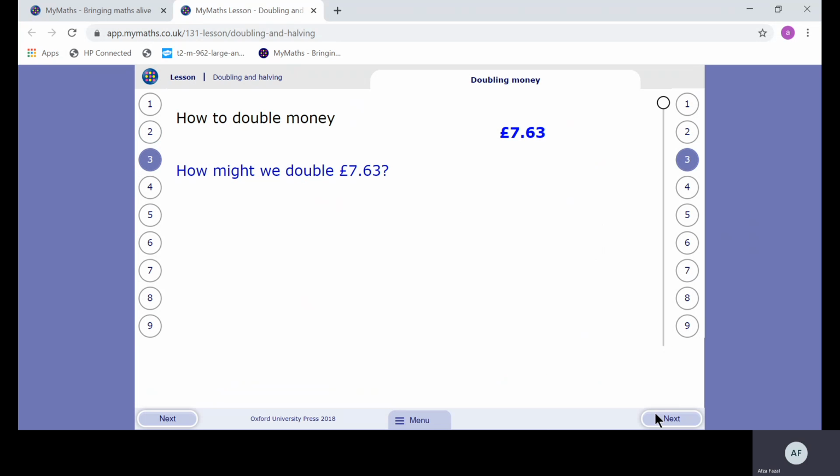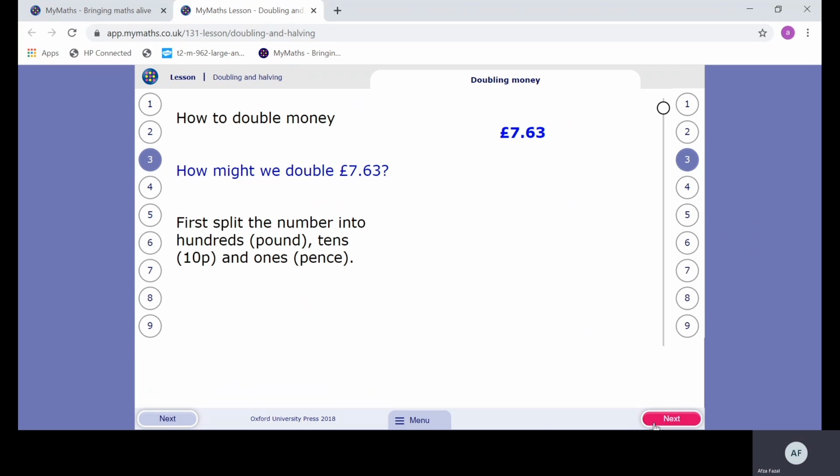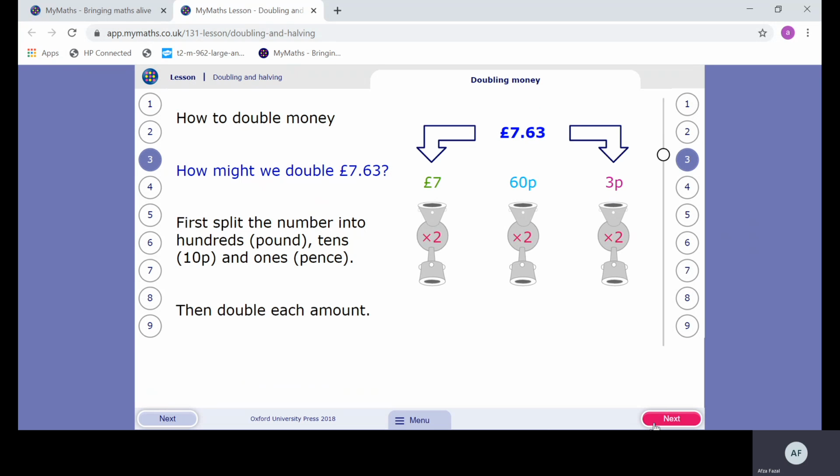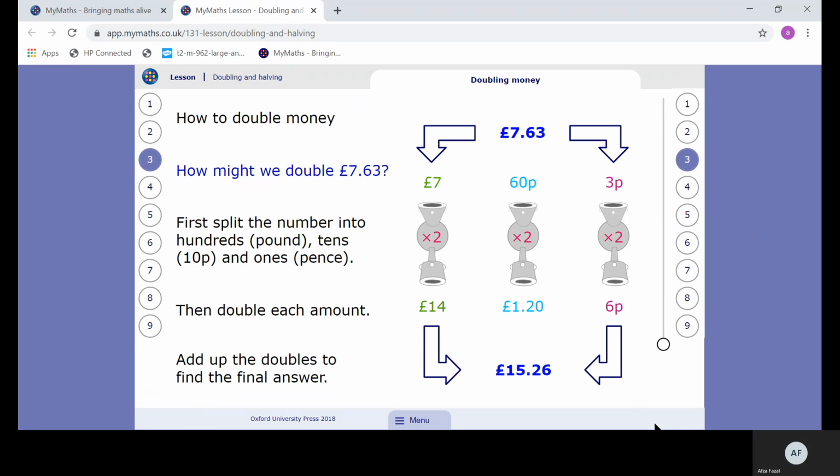How about doubling money? First, split the number into hundreds, tens, and ones. So your pounds, tens, and pence. So we've got £7, 60 pence, and 3 pence. Then you double them. So we've got £7 become £14. 60 pence becomes 120 pence, or £1.20, and you've got 3 pence, which becomes 6 pence, and then you add them up. So it's £15.26.